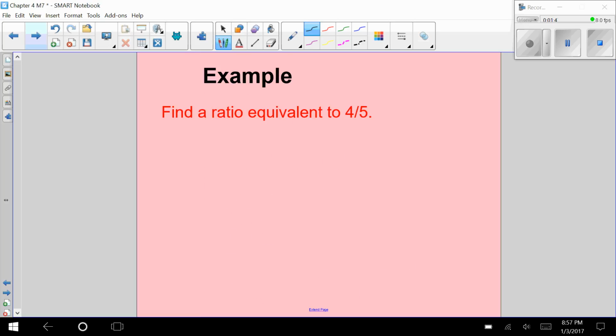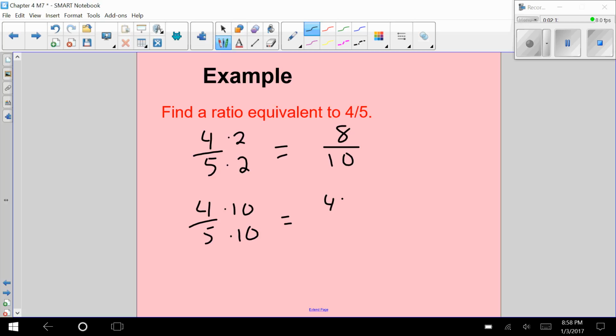Next, we're going to find a ratio equivalent to 4/5. To do this, we take our fraction, or whatever our ratio is, and we just multiply both parts. So let's multiply both by 2. So the equivalent ratio would be 8 to 10. We could have also multiplied by 3, 4, 5, 10, 600, whatever we want to multiply by. Let's say I chose 10. So an equivalent ratio would be 40 over 50. These are two different ratios that are equivalent to 4/5.